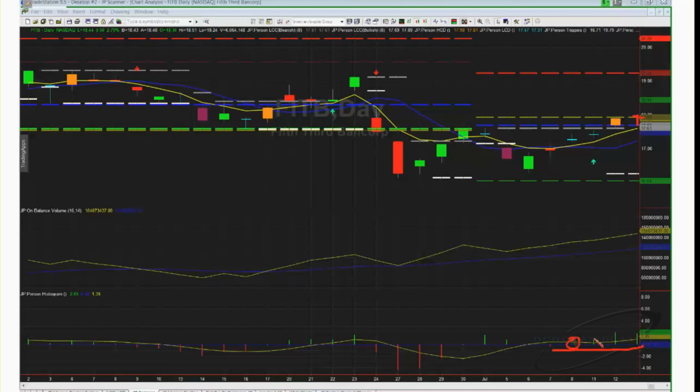It crossed the zero line this day and stayed above the zero line. It's still above the zero line, and the green is above the yellow moving average. So this would be considered a positive momentum. The momentum indicator is positive.